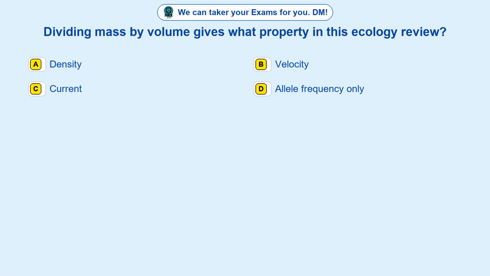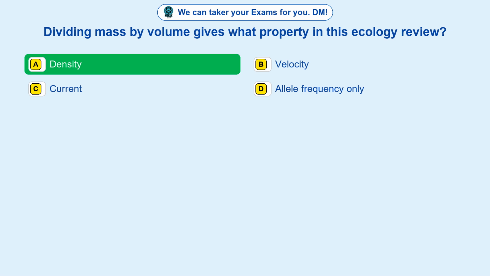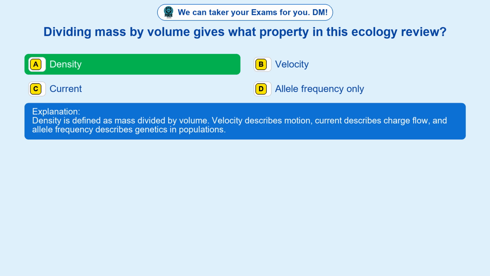Question 78. Dividing mass by volume gives what property in this ecology review? Option A, density. Option B, velocity. Option C, current. Option D, allele frequency only. The correct answer is option A. Density. Density is defined as mass divided by volume. Velocity describes motion, current describes charge flow, and allele frequency describes genetics in populations.